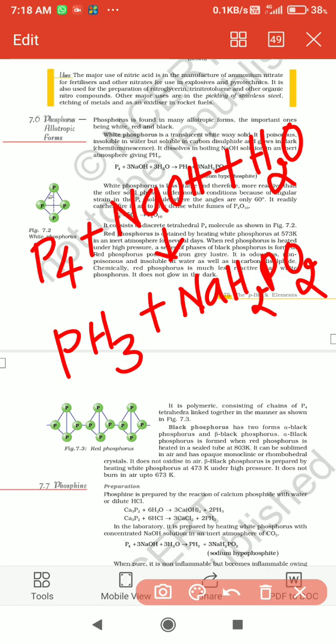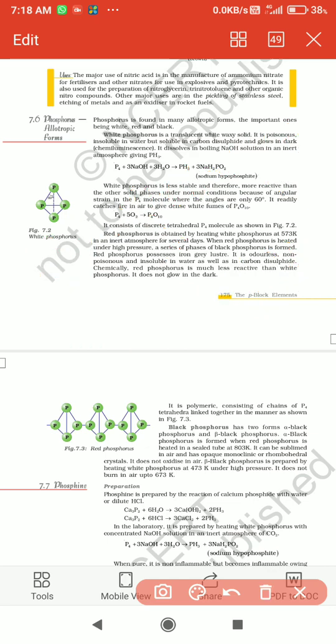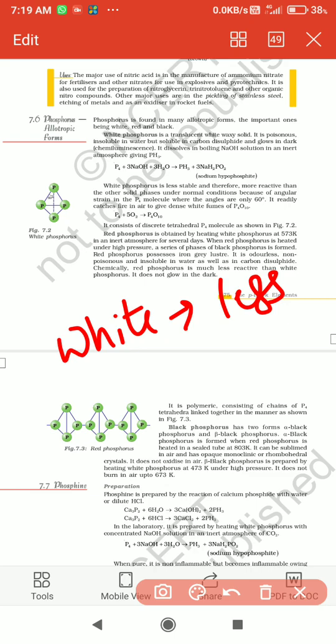And this white phosphorus is less stable in nature, and it is more reactive than the other solid phases. That means, in terms of stability, white phosphorus will be very less stable compared to all the remaining solid phases of phosphorus.